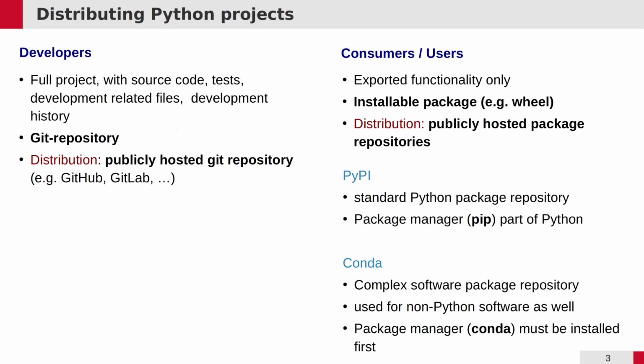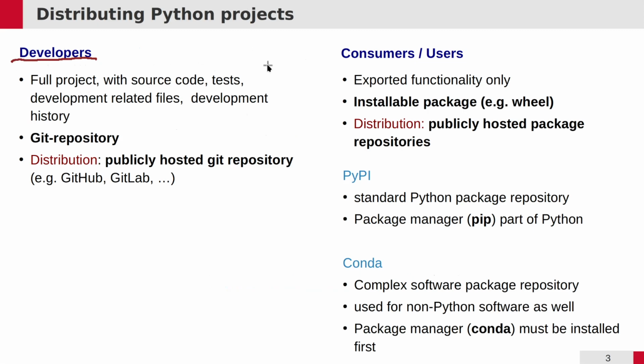Okay. Now, if you think about distributing Python projects, basically there are two different scenarios and two different target audiences which you could address. First of all, you could address the developers, so people who want to basically help you to develop your project and would like to contribute to your project.